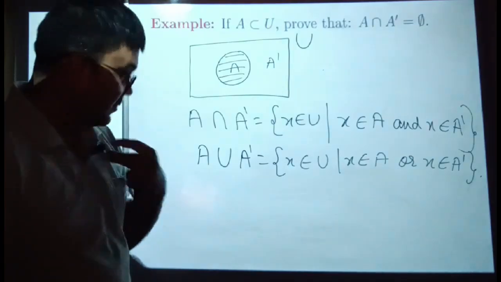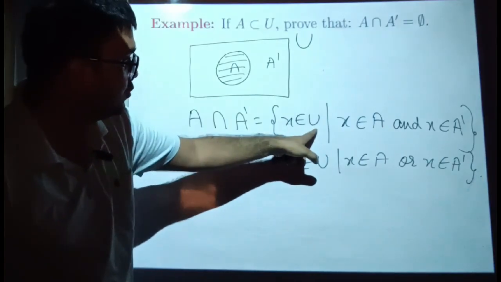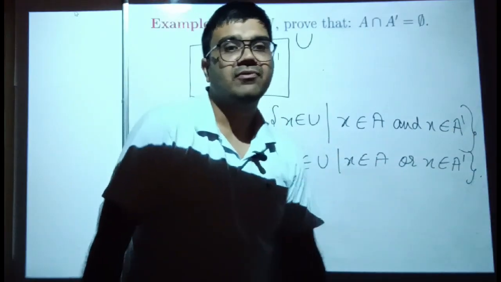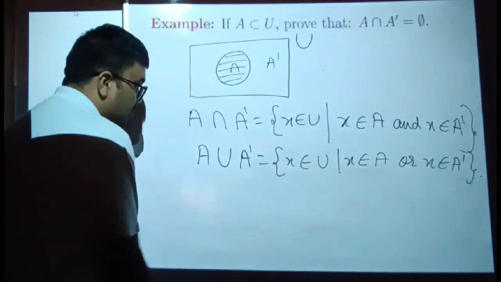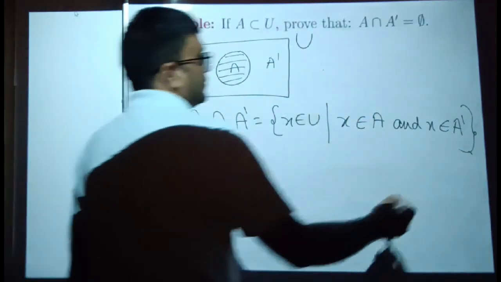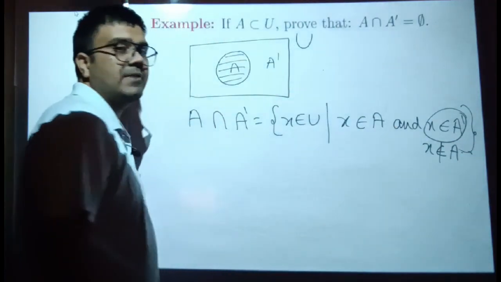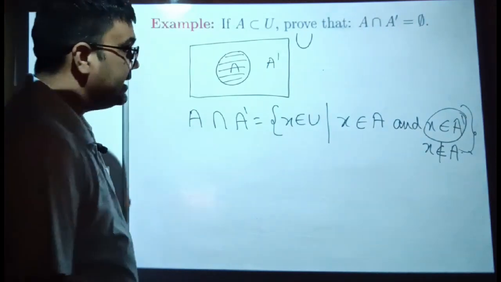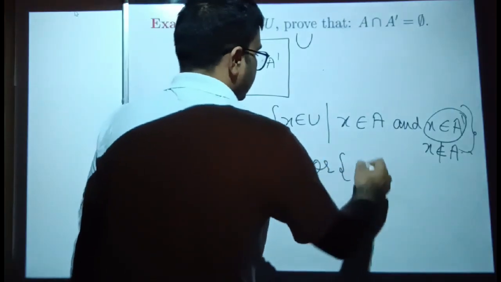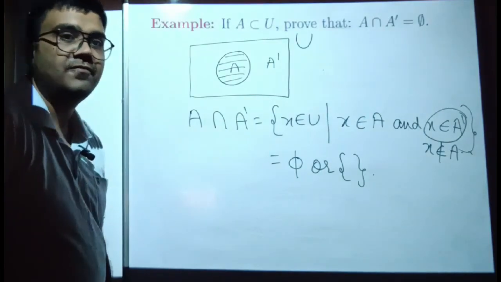And now when we are talking about the intersection, we are saying x belongs to U such that x belongs to A and x belongs to A complement. It is AND over here. So is there any element which is present in both A and A complement? What does this mean? X belongs to A and x does not belong to A, because A complement means x does not belong to A. Is there any element which belongs to A and it does not belong to A? There is no such element. So we are saying that this is the empty set. So A intersection A complement is the empty set.